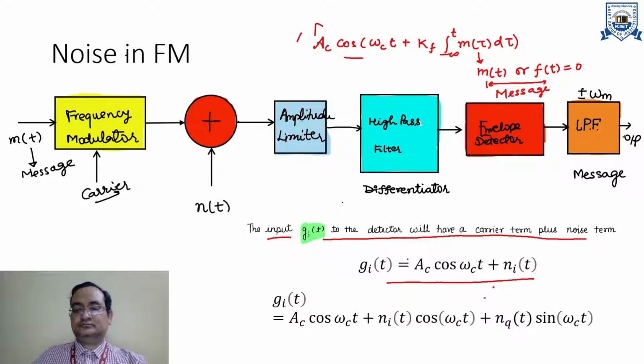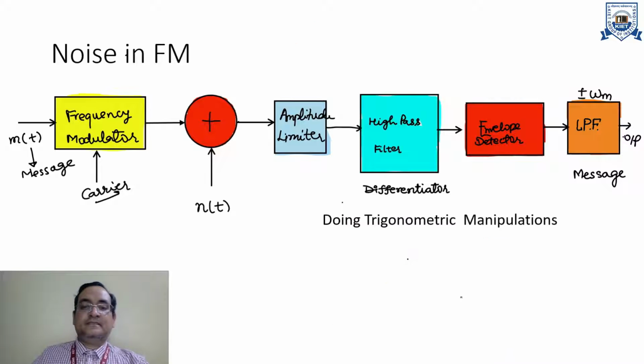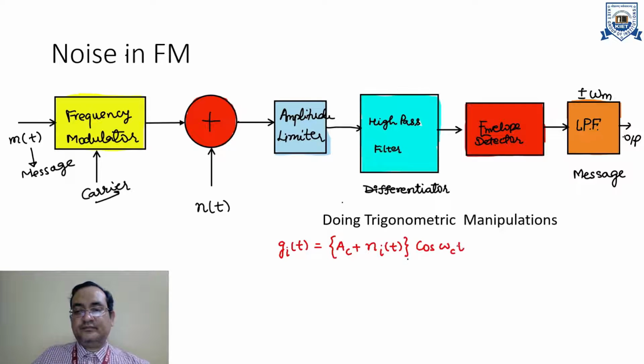plus n_i(t). Now I am just going to put the value of n(t) in terms of the in-phase and quadrature phase components, so it will be like this one. Now, doing some trigonometric manipulation, I will take the cosine term as a common term and separate the sine term. So g(t) will be equal to Ac plus the in-phase component of the noise, into cos of omega_c t, plus the quadrature phase component into sine of omega_c t.